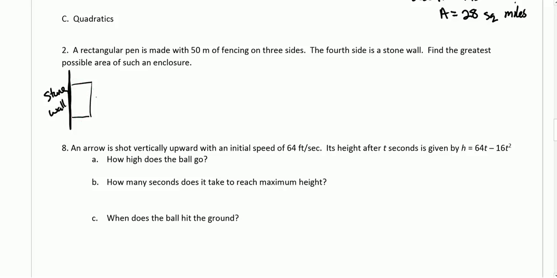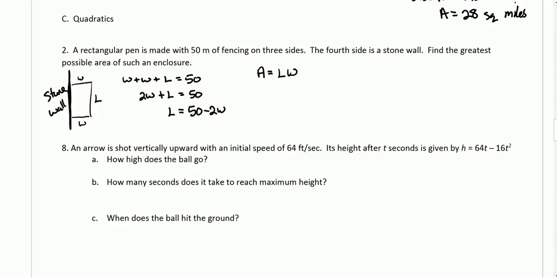Rectangular, and it's got some length, capital L for length, and some width, W. Find the greatest possible area. So in the perimeter of this fence, we know that W plus W plus L is got to be our 50 meters of fencing, or 2W plus L is 50. We want the greatest possible area. We know the area of a rectangle is length times width. So in our 2W plus L equals 50, we could solve for L and get L as 50 minus 2W.